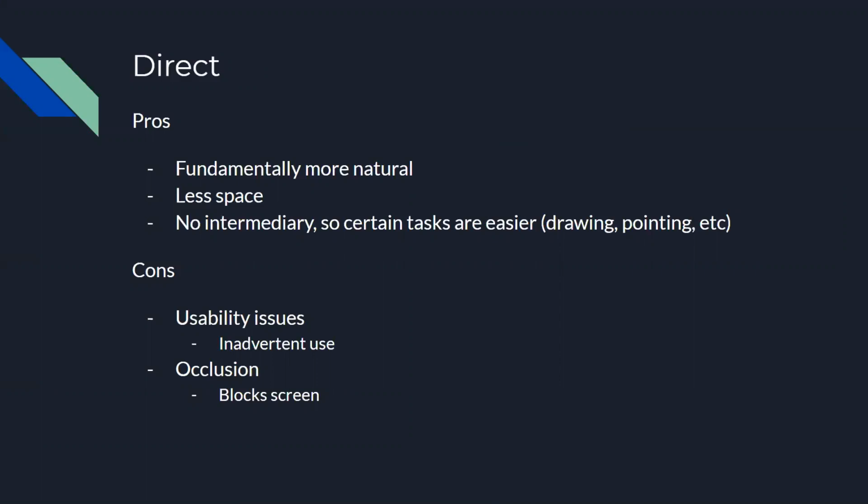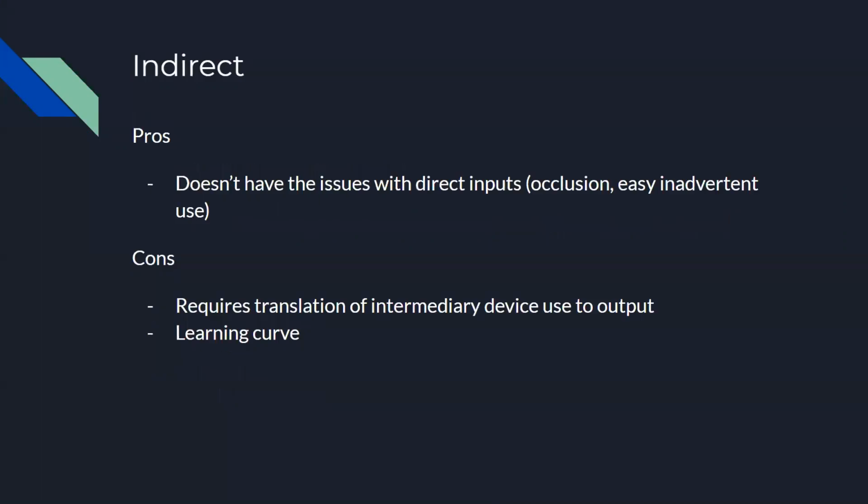Some cons are going to be occlusion and usability issues. Occlusion is basically where, while you're interacting with your device or giving a direct input, you're blocking your screen with the rest of your arm or something. And with that come usability issues, where you might inadvertently use your device with your elbow or something. The professor showed a video of some people working around that. You could check that out on the lecture video.